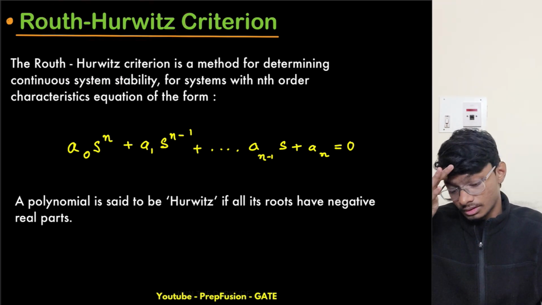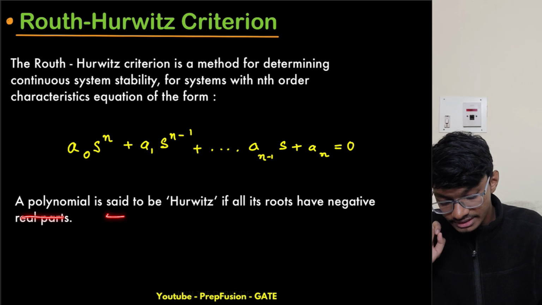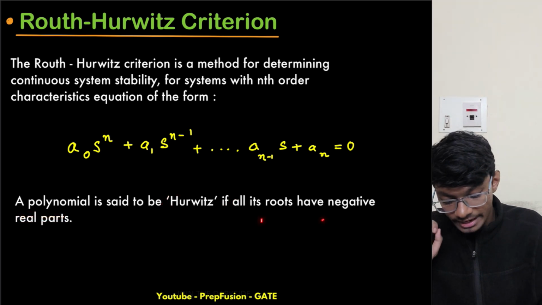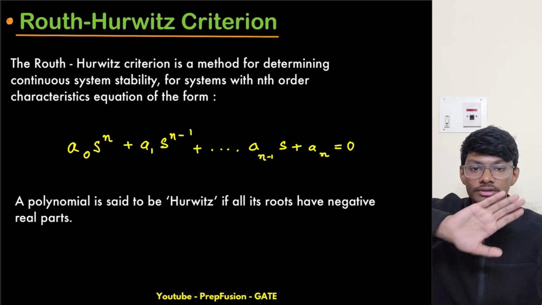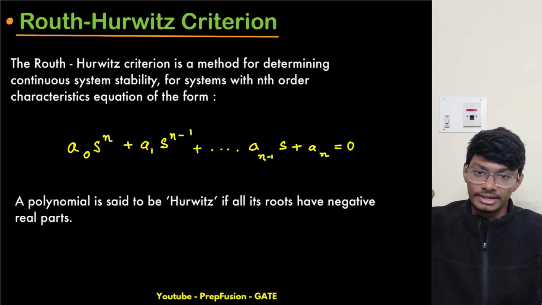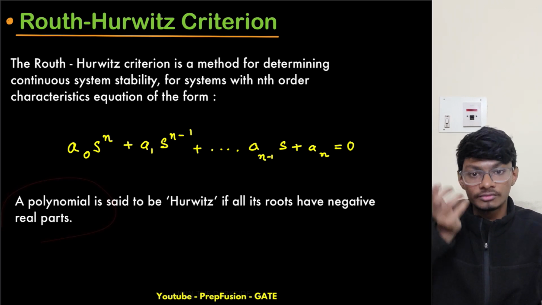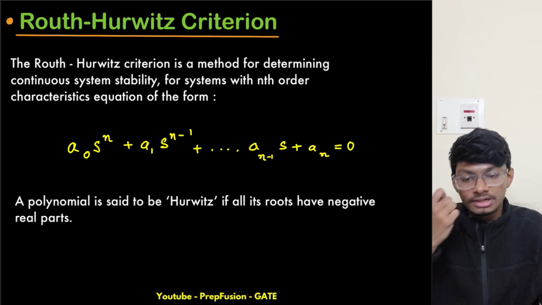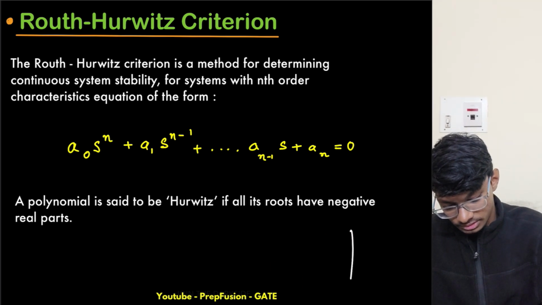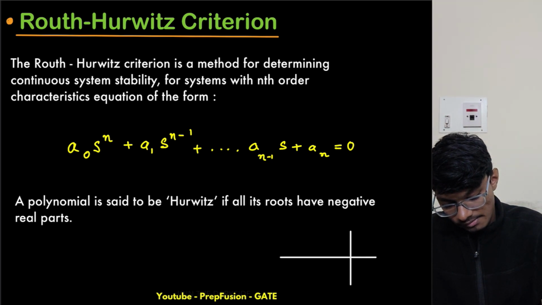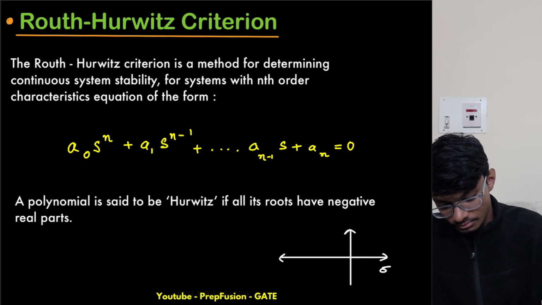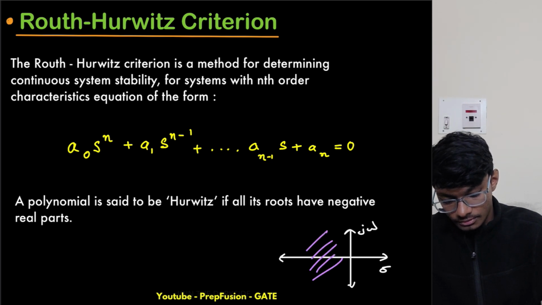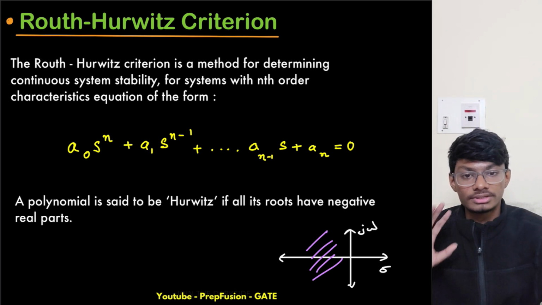Now, a polynomial is said to be Hurwitz if all its roots have negative real parts. That means basically if all the roots lie on the left hand side of the S plane j omega axis, then it will be called Hurwitz. So this is the definition of a Hurwitz polynomial. If all the roots lie on this area, then it is a Hurwitz polynomial. So let me draw this also so that you guys will understand. If they lie on this region, they will be known as the Hurwitz polynomial.